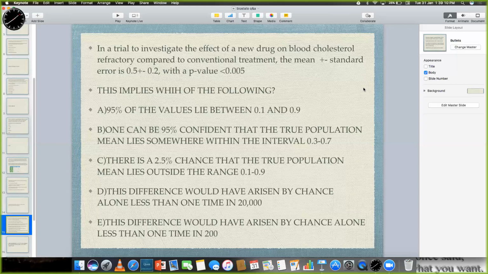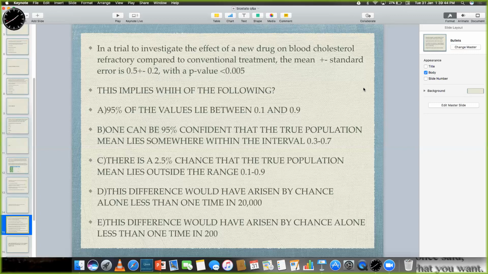The p-value given here is less than 0.005. Had it been a p-value less than 0.05, then we could say confidence interval of 95%, z-value of 2. You can take all that. Since p-value is less than 0.005, which is actually less than 0.01 as well.